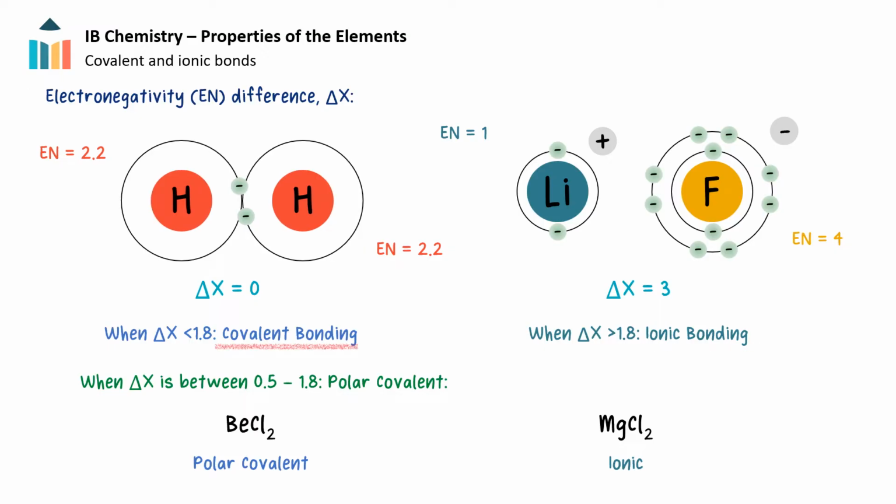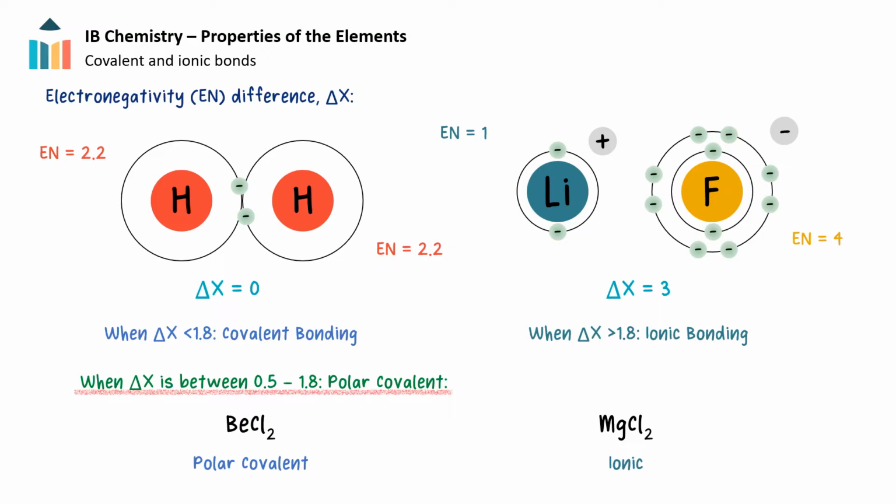On the other hand, covalent bonding occurs when this difference is small. A delta X of less than 1.8 is indicative of covalent bonding. If this delta X is between 0.5 and 1.8, the bonding electron density is much higher around one atom than the other, making the bond covalent but polar.